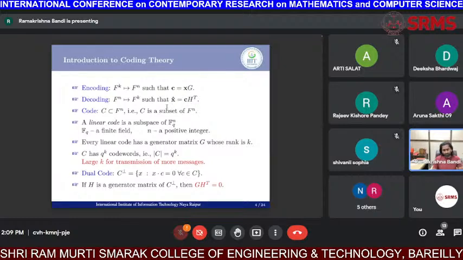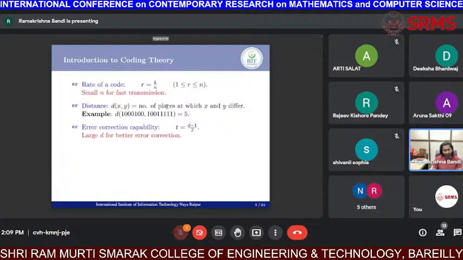Now to identify the error, there is another parameter used, called the distance parameter. If the code words are at sufficiently large distance, then the decoding could be very easy. If a code has distance D, then it can correct floor of (D minus 1) by 2 errors. So if you want to correct more errors, you should have more error correcting capability. That means D should be more.